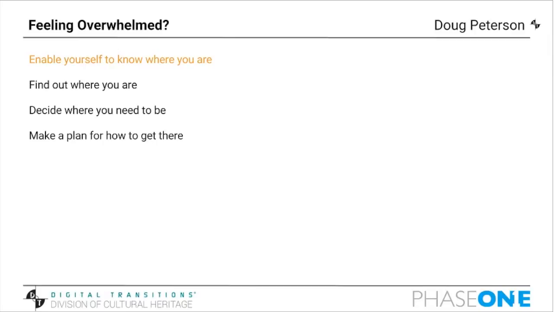So first and foremost, enable yourself to know where you are. Use targets. Next, when you have time, when you have resources, find out where you are. Analyze those targets. Find out where you stand in terms of accuracy and consistency, both within specific collections, between operators, between stations, between equipment. Find out where you are.